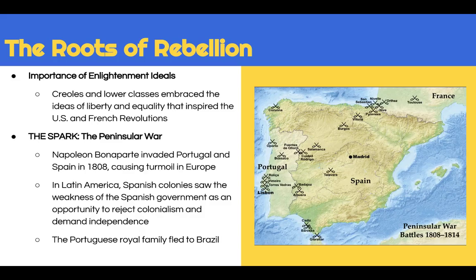In Latin America, Spanish colonists saw that the Spanish government was very weak due to this war, and they saw it as their opportunity to reject colonialism and demand independence. The Portuguese royal family actually flees Portugal completely and rules from Brazil following Napoleon's invasion. So that's going to lead to some other events that happen in Brazil that's very different from the rest of Latin America.